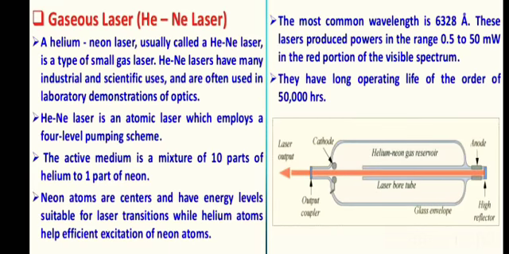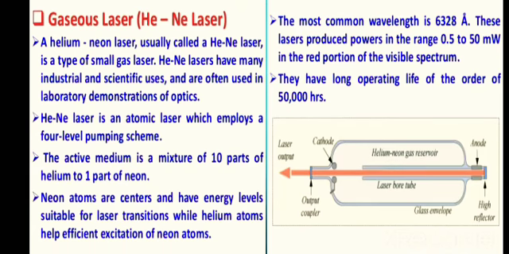HeNe lasers have many industrial and scientific uses and are often used in laboratory demonstrations of optics. The HeNe laser is an atomic laser which employs a 4-level pumping scheme. The active medium is a mixture of 10 parts of helium to 1 part of neon. Neon atoms are the lasing centers and have energy levels suitable for laser transitions, while helium atoms help efficient excitation of neon atoms.